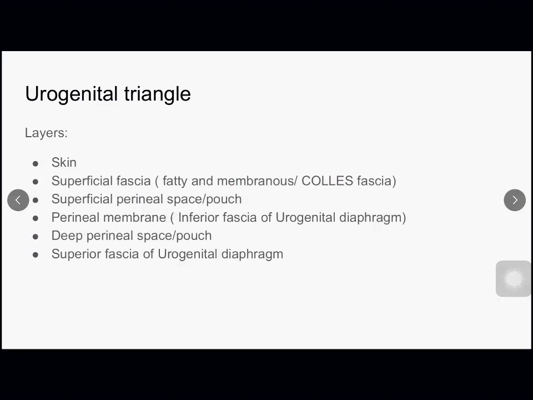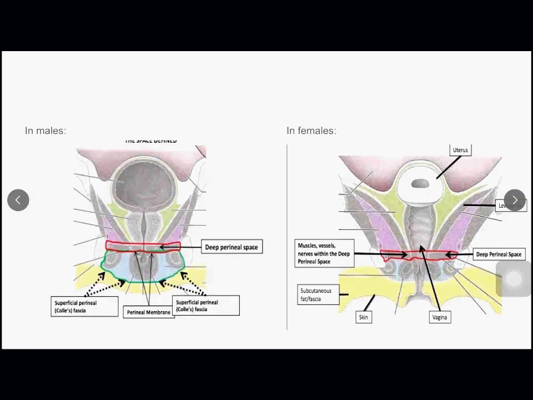Then moving above, you have the superficial perineal space or the superficial perineal pouch. Then the fourth layer is your perineal membrane. This is also called the inferior fascia of the urogenital diaphragm. Then the fifth layer is your deep perineal pouch. And the sixth layer is your superior fascia of the urogenital diaphragm. Okay, so I will tell you in this diagram.